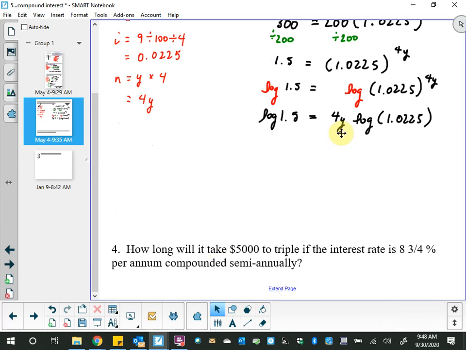So now I have to get the y by itself. It's on the ground, as in it's on the main level, so that is a little less tricky than where it was. So I'm going to have to divide, because this is all multiplying, and I have to divide by log 0.0225 on both sides.